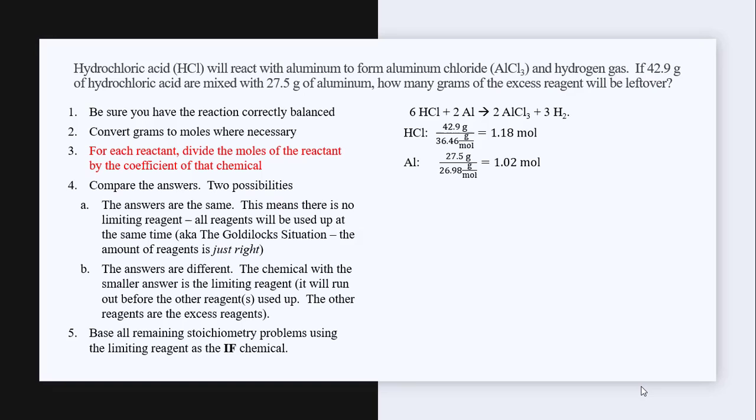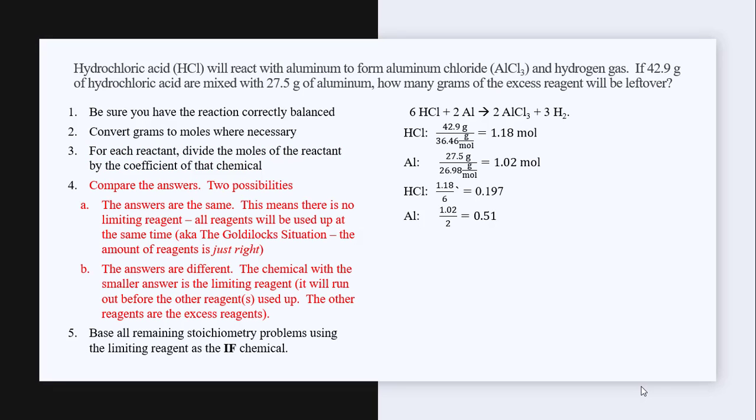Now, for each of these, divide by the coefficient of that chemical. So for the hydrochloric acid, you can divide 1.18 by 6 to get 0.197. For the aluminum, you're going to take the 1.02 moles, divide by 2, and get 0.51. Now compare those two answers.